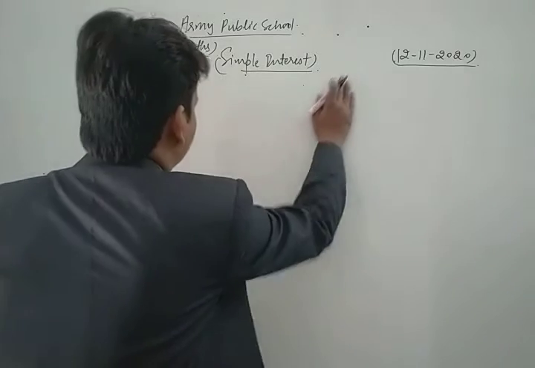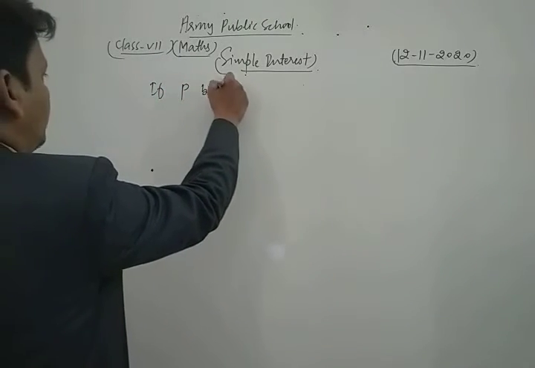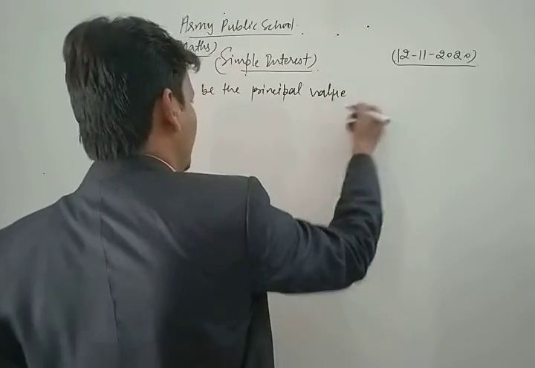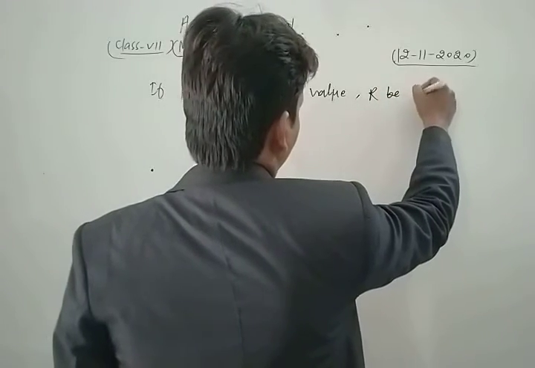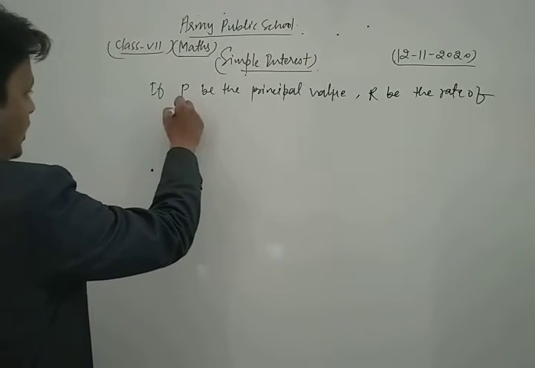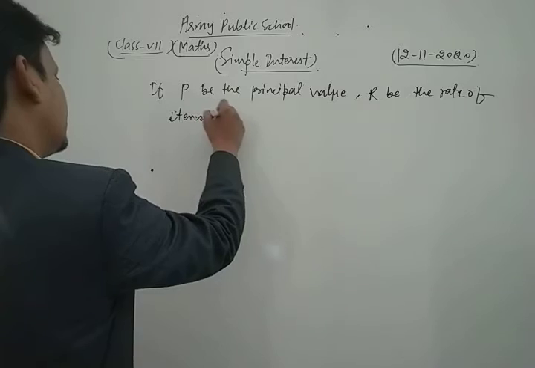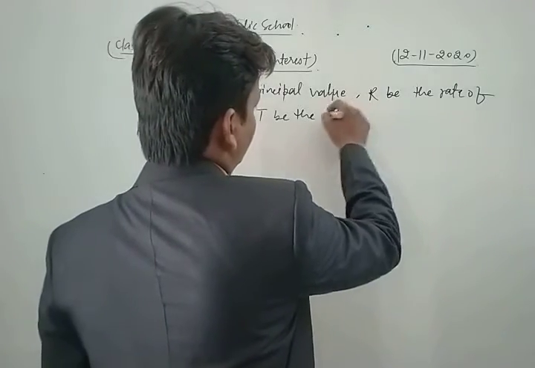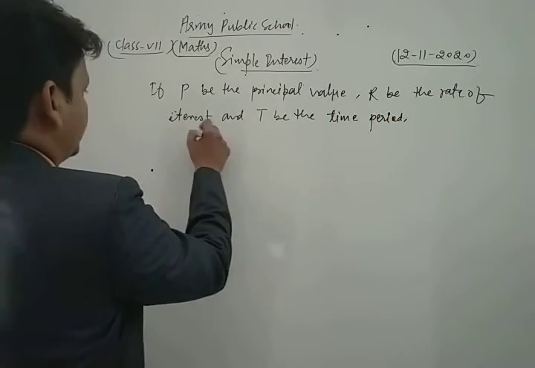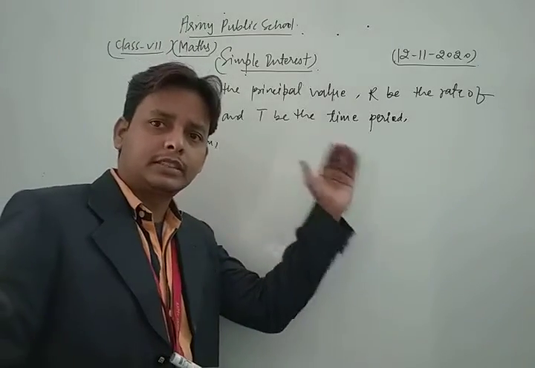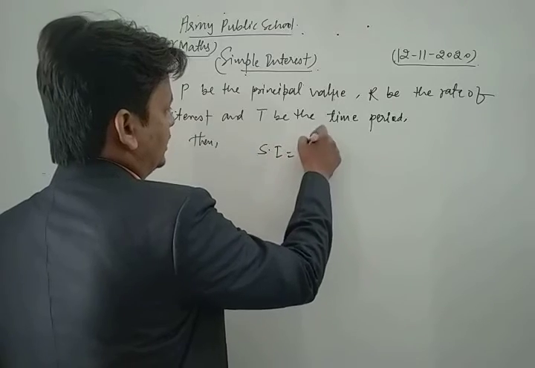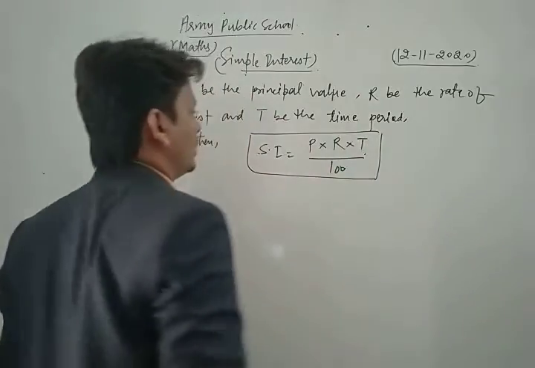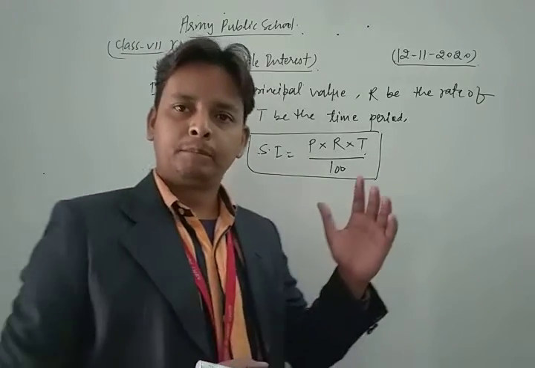Dear friends, if P be the principal value or principal amount, R be the rate of interest, and T be the time period, then the formula for simple interest is principal into rate into time upon 100. This is the formula for simple interest.